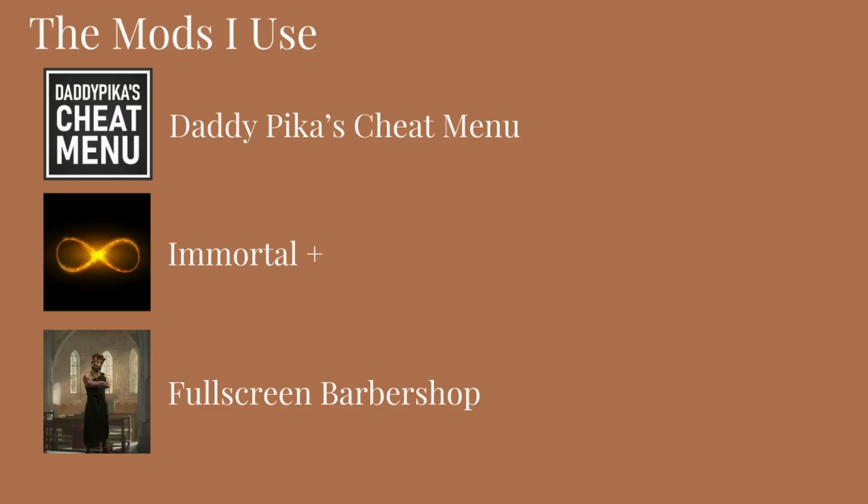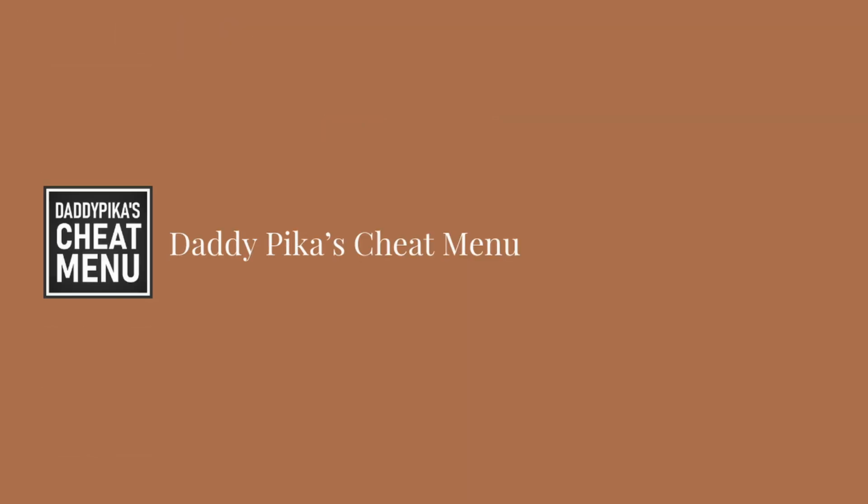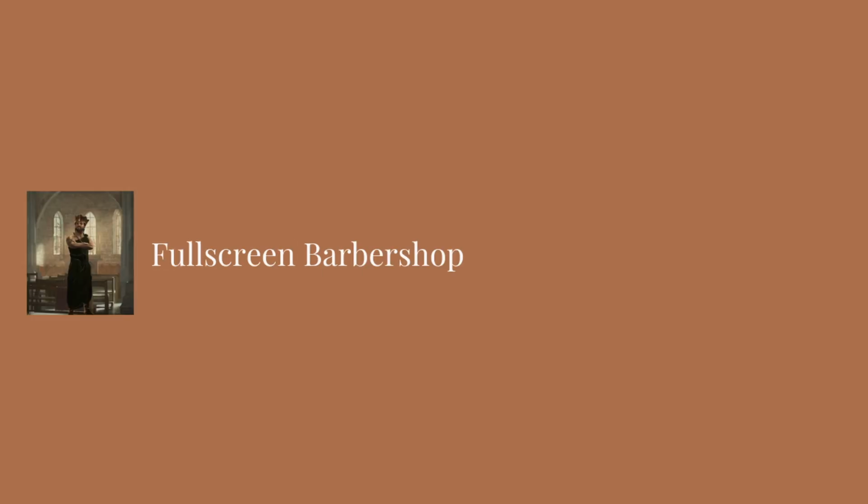Before we launch the game, make sure you subscribe to the following mods. Daddy Pika's cheat menu, which allows you to change anything about a character from their name, culture, religion, and even family. This mod does a lot of the heavy lifting when it comes to setting up a specific time lapse. Immortal Plus grants immortality, and is the main one I've been using for my immortal runs. Daddy Pika also has an immortal trait, but I haven't used it as much. And finally, the full screen barbershop, which I use to capture characters for the YouTube thumbnails.